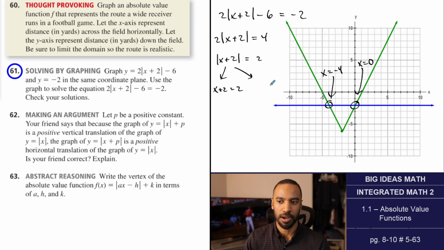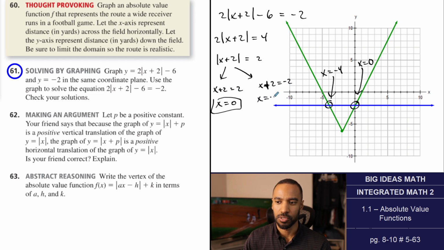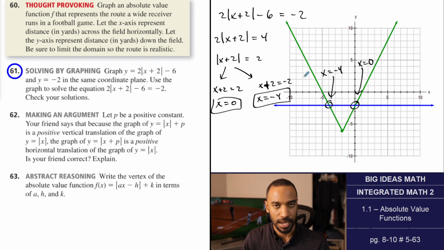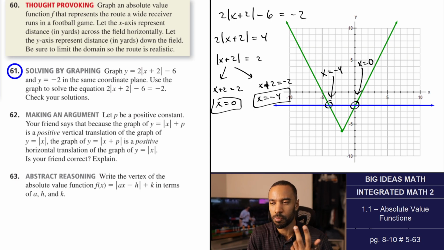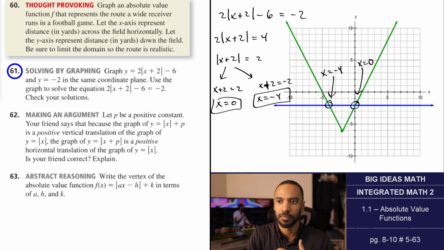x plus 2 can be +2, or x plus 2 can be -2. One or the other. Subtract 2 from both sides here, you get x equals 0. Subtract 2 here from both sides, you get x equals -4. So yes, those are confirmed. Like I said, I wasn't going to spend a long time on solving the equations part. That's just the idea of it.